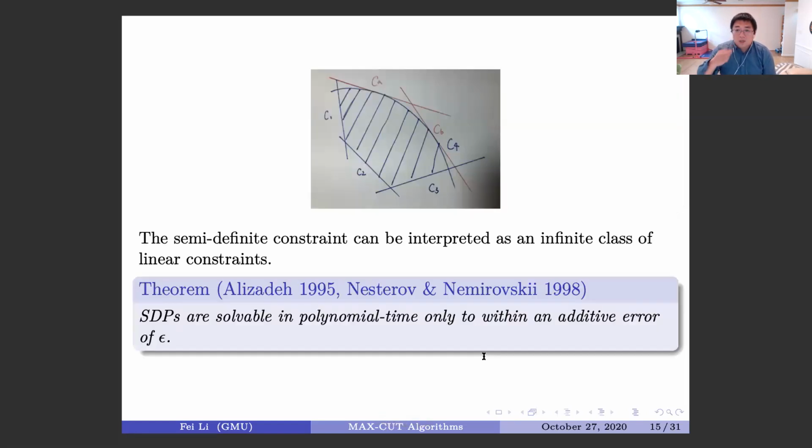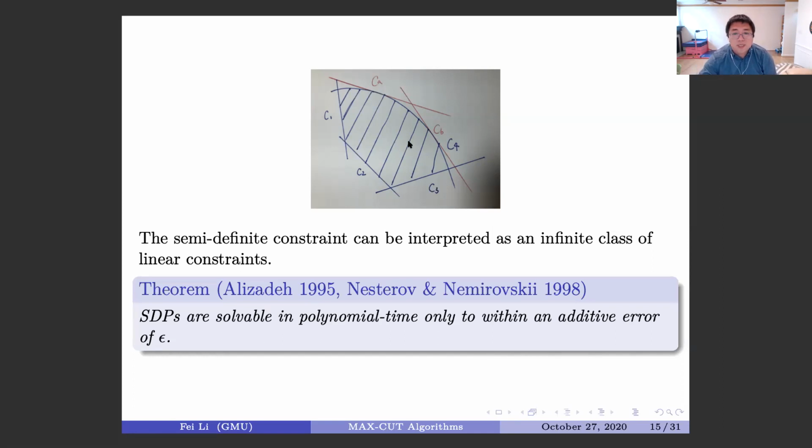Okay. So what is the significance of having the semi-definite matrix, which is different from others? What is the necessity that we have to introduce the semi-definite matrix? The semi-definite constraints in the semi-definite program could be interpreted as an infinite class of linear constraints. If they can be interpreted as an infinite class of linear constraints, then we could have a nonlinear feasible region in which to find the variables or the objectives.